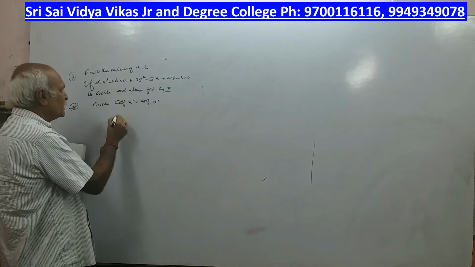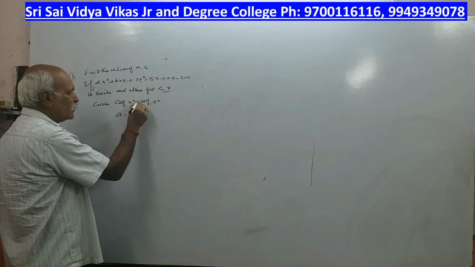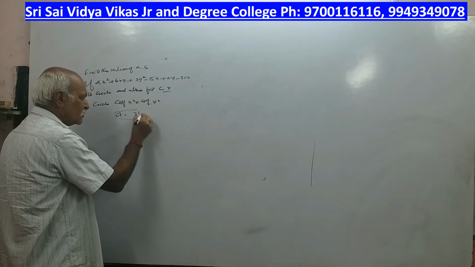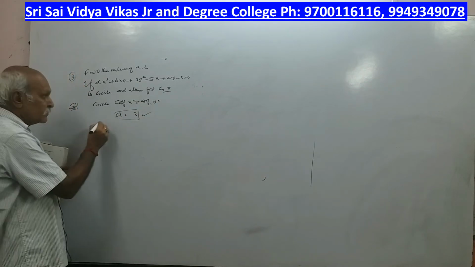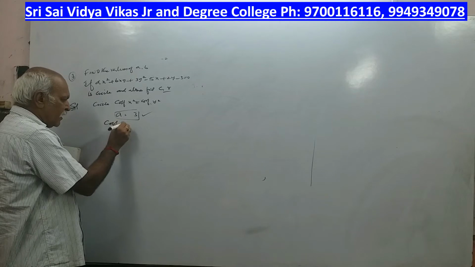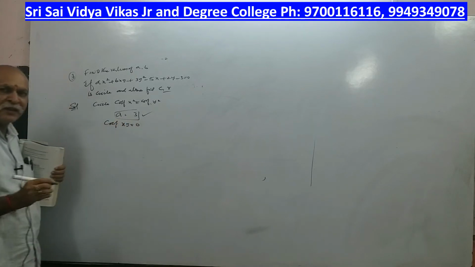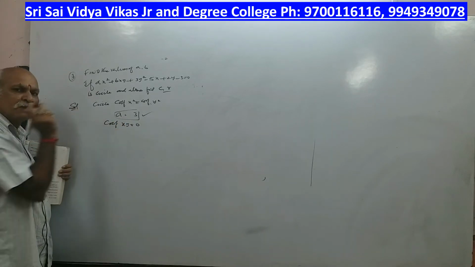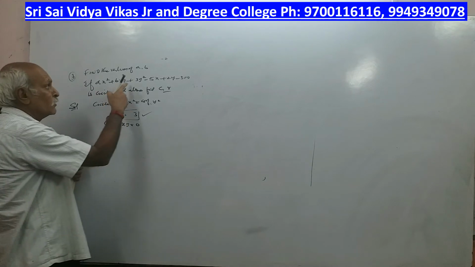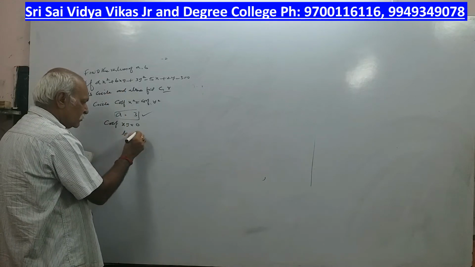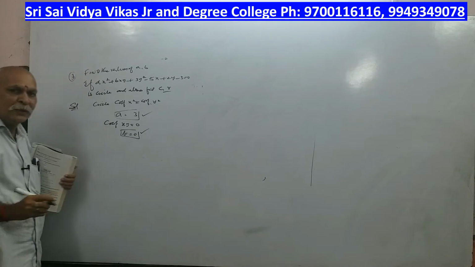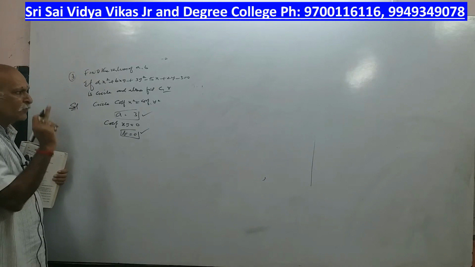So what is the coefficient of x square? a. What is the coefficient of y square? 3. So we got the a value. Next, the coefficient of xy should be 0. That is the condition for a circle. So what is the coefficient of xy? b. b is equal to 0. We got the a value and b value. The first part is over. In the second part we have to find the center and radius.